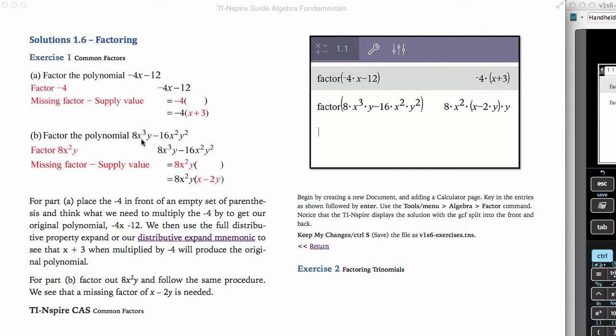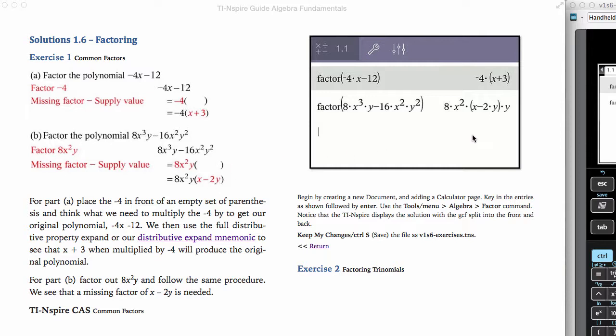Then looking at this one, we can see that 8 goes into both. We can see that the lowest power of the x component is x squared, and the lowest power of the y and y squared is y. So again, putting this out to the front and then saying to ourselves, what do we need to fill in this blank to get this particular answer? We can see that we're missing an x for the first term, and for the second part, we're missing a minus 2y. So we find this method easier: look at this blank and see what part we need to add.